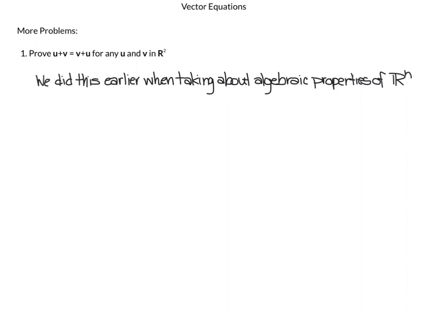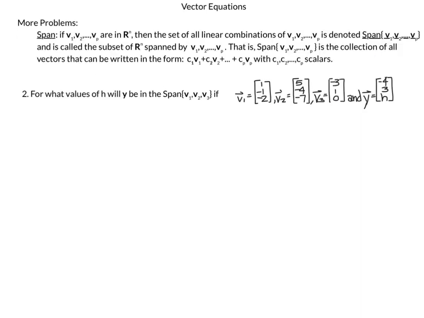I have two more problems to do. The first problem, prove u plus v equals v plus u, that vector addition is commutative. We already did this earlier when talking about algebraic properties of R^n. The second problem, for what values of h will y be in the span of v1, v2, v3 if v1 is equal to 1, -1, -2, v2 is equal to 5, -4, -7, and v3 is equal to -3, 1, 0, and y is equal to -4, 3, h.